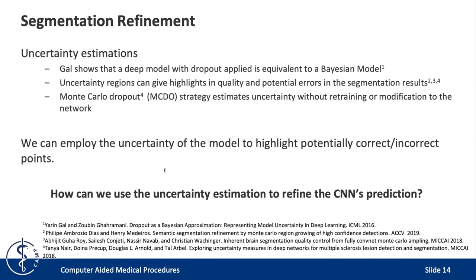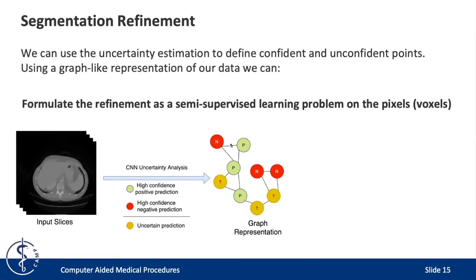The point is, how can we use this uncertainty in the refinement? We know how to get information about correctness, and now how can we include this information in the refinement process? And what we have proposed to include this information is using a graph representation of data. Let me briefly explain this part here. We can use the uncertainty estimation to split the predictions of the CNN. We can group the predictions into confident predictions and unconfident predictions.